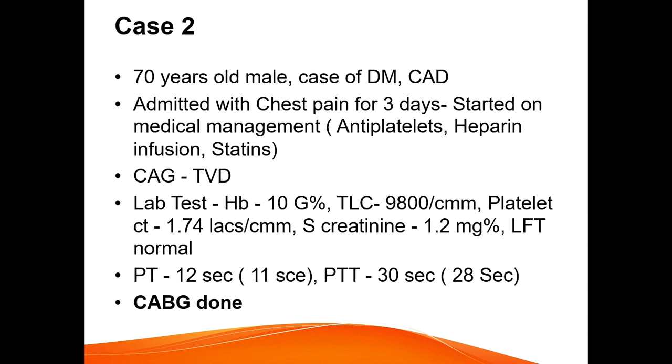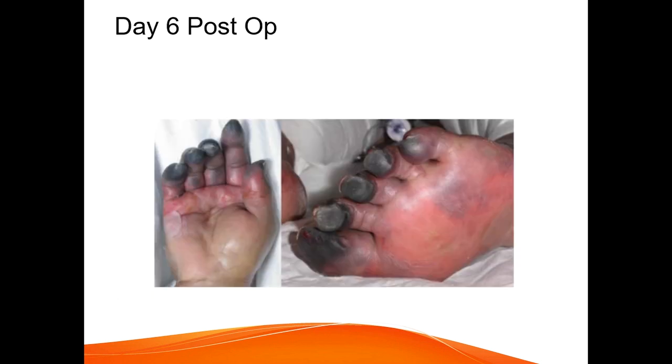Hemoglobin was 10, counts were okay, platelets 1.74, creatinine 1.2, LFT was normal. PT-PTT normal. So because there was a triple vessel disease and he was diabetic, he was taken up for CABG. And on day 6 post-op, this is what was noticed.